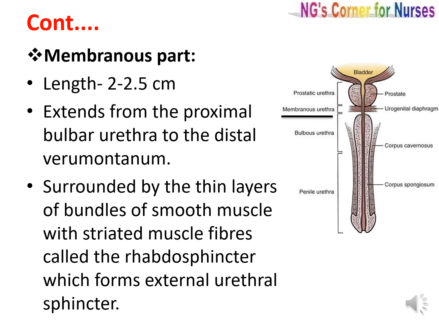Next is the membranous part. Length is about 2 to 2.5 centimeter. It extends from the proximal bulbar urethra to the distal verumontanum, and it is surrounded by thin layers of bundles of smooth muscle with striated muscle fibers called the rhabdosphincter, which forms the external urethral sphincter.